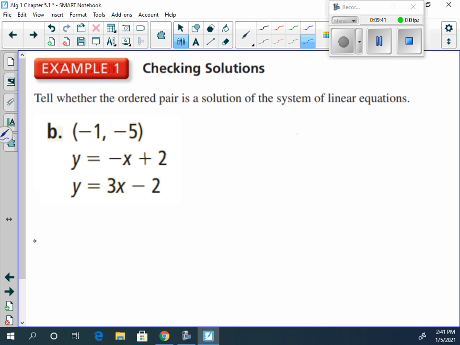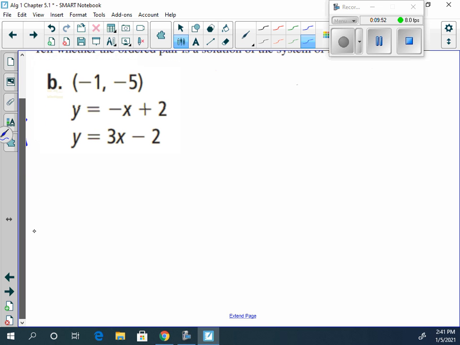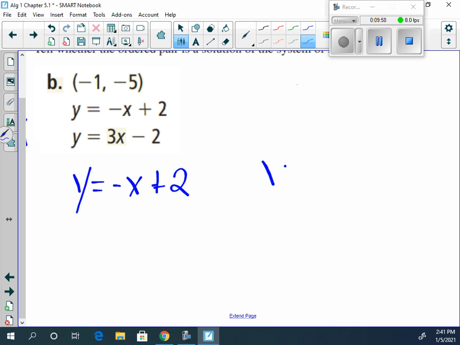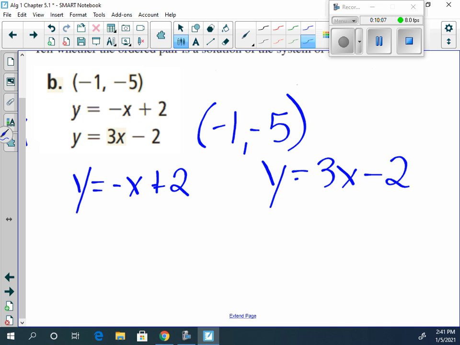Let's do one more of these here, and then we'll move on to the next one, because I feel like most of y'all are getting this, yes? Hopefully. Yes, we're plugging them in. So y is equal to -x plus 2, and y is equal to 3x minus 2. And the point we want to check, to see if this is a solution, is negative 1 comma negative 5.